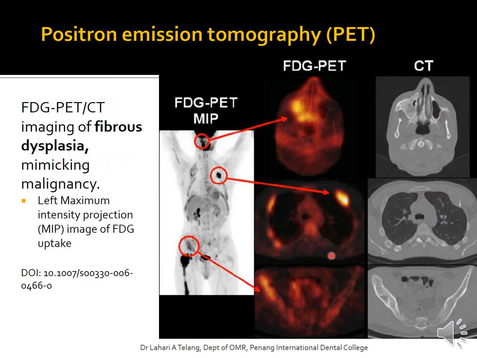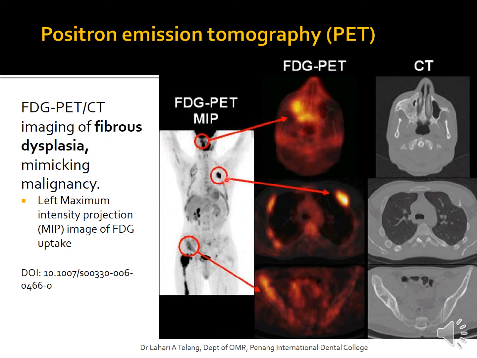On the other hand, positron emission tomography or PET is also a method of nuclear imaging used to visualize the functioning of the human body. This is an example of an FDG PET CT scan. FDG is a molecule, and I'll come to the details of it in a while. Here it has been utilized to image a patient who has fibrous dysplasia.